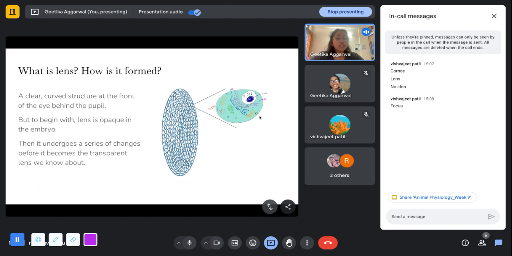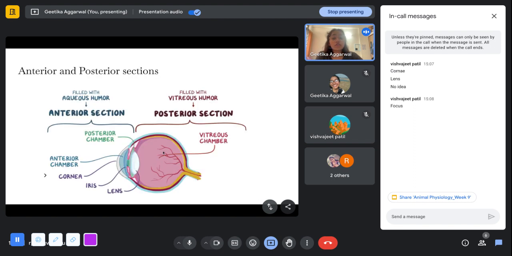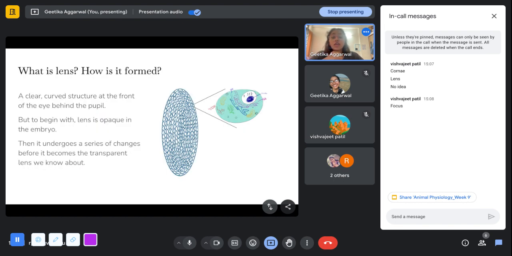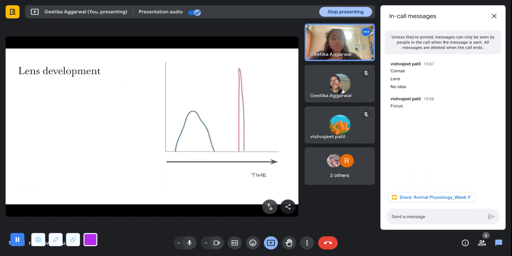They have all of their organelles with them, but this lens then undergoes a series of changes which actually convert it into this final lens that we see in our eyes as we grow up, which is transparent and which lets the light go through. So from this opaque lens, how does it become a transparent lens? During this development, there are two types of proteins that reach a peak, that are expressed in high quantities.